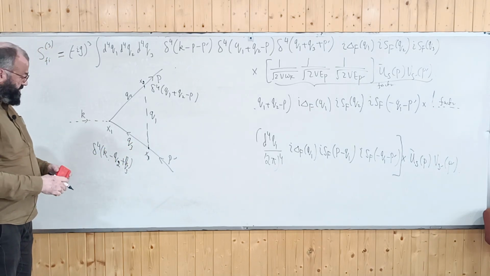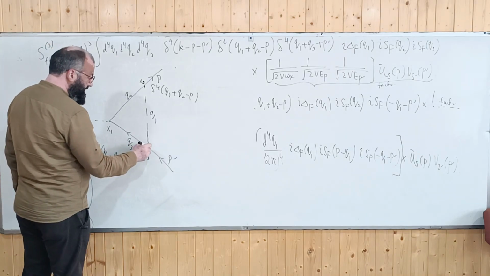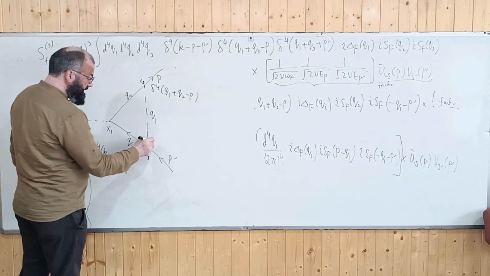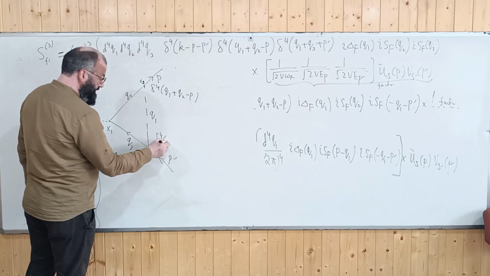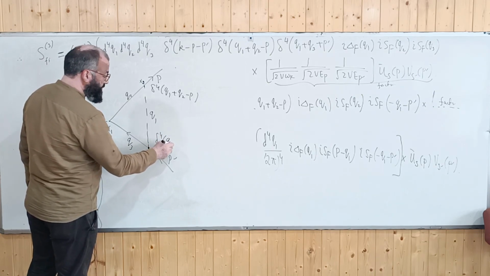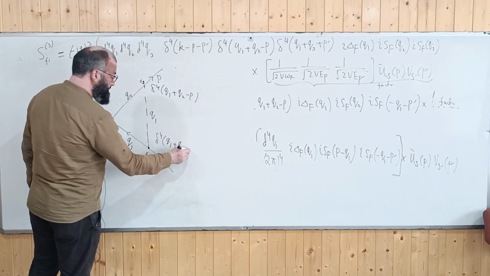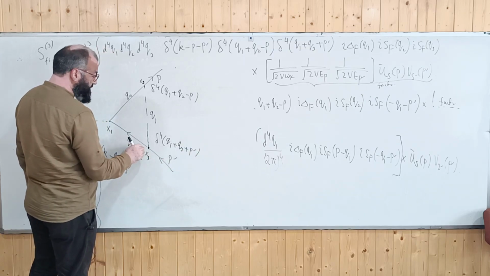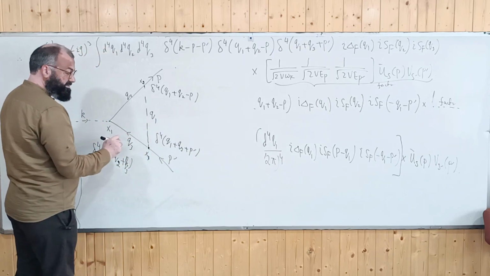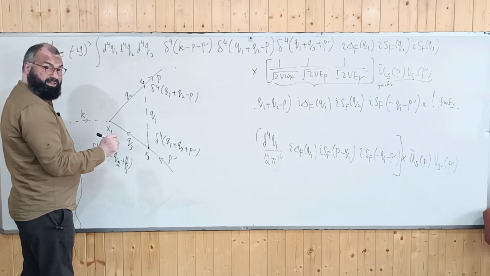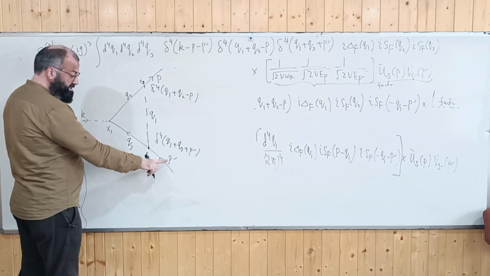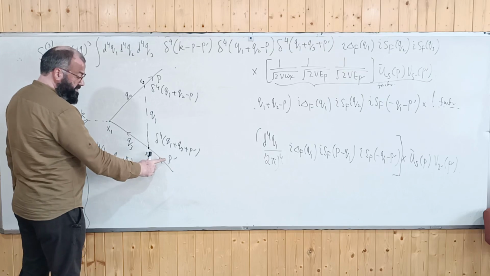Clear? So what is the delta function here? Q1 plus Q3 plus P prime. So that means P prime is equal to what? So what is the direction of then this? Opposite. Obviously it is, because this P prime is actually my, okay, so this is P prime.